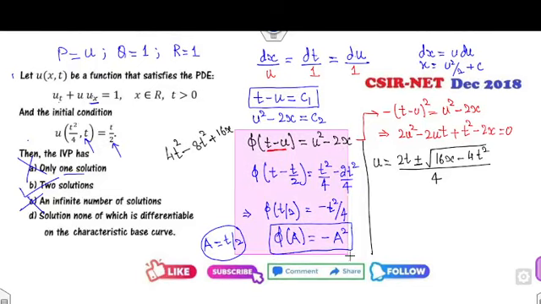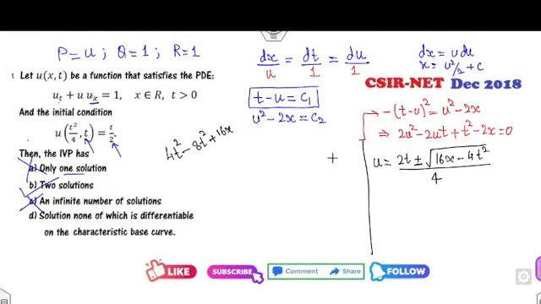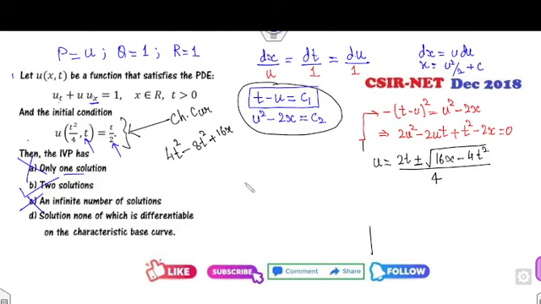Now what is given to you for the last case? Solution none of which is differentiable on the characteristics base curve. What are the characteristics base curve? These are the characteristics curve. Fine. Because this will satisfy this, this is my characteristics curves. So I can check about this differentiable. I can differentiate either with respect to x or with respect to t. So let's firstly with respect to t.